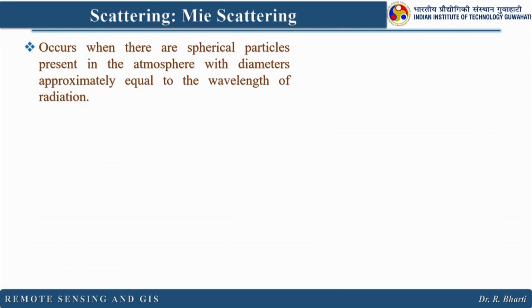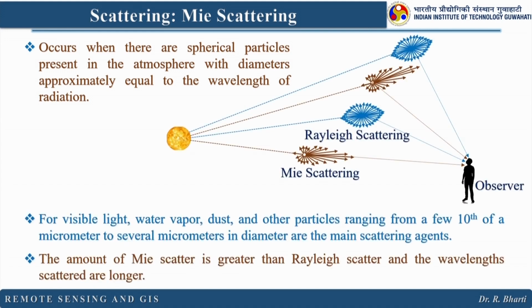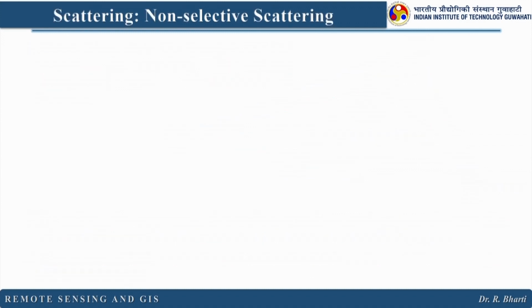Mie scattering occurs when there are spherical particles present in the atmosphere with diameters approximately equal to the wavelength of radiation, and the amount of Mie scatter is greater than Rayleigh scatter and the wavelengths scattered are longer. So, now we are shifting towards longer wavelength.